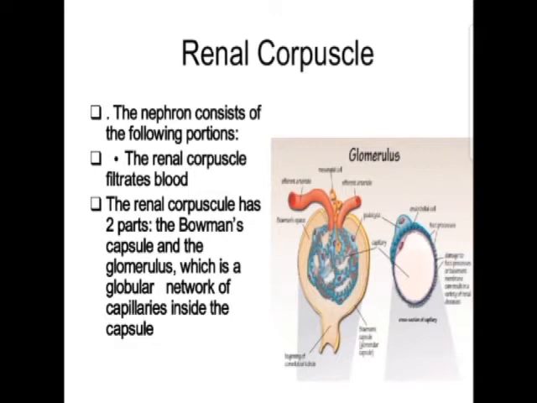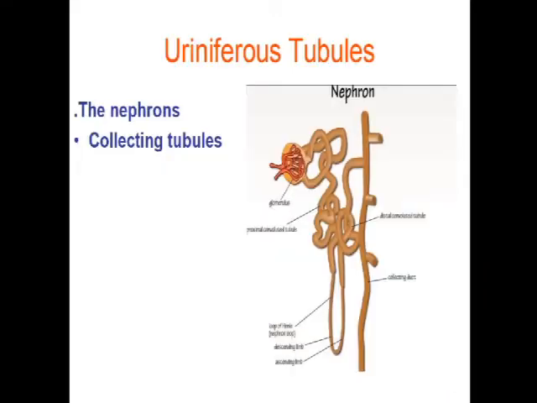These are highly modified to perform a filtering function. Now, what are the uriniferous tubules? A uriniferous tubule forms the structural and functional unit of the kidney, and it consists of two parts which form a continuous passage, although they have different embryological origin. These two parts are the nephron and the collecting tubule.